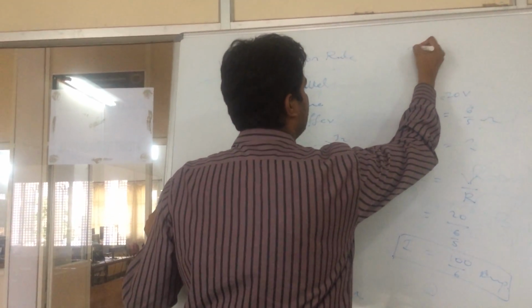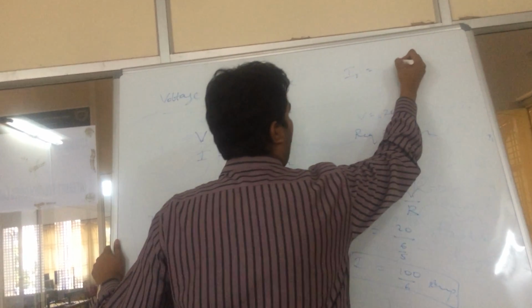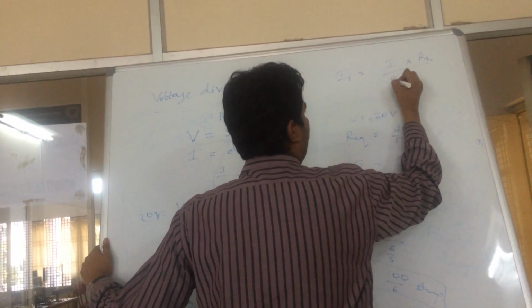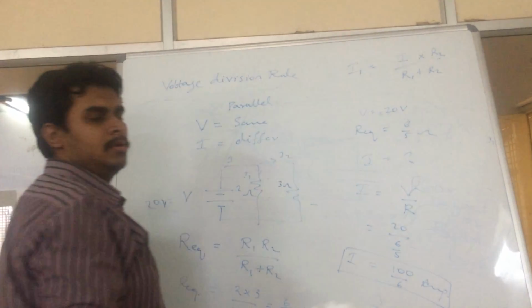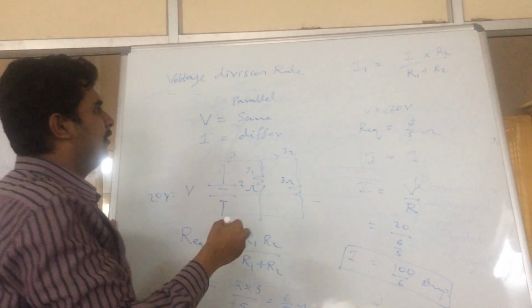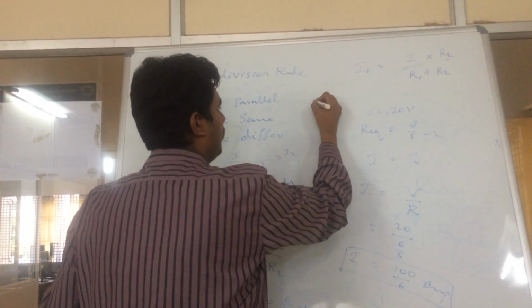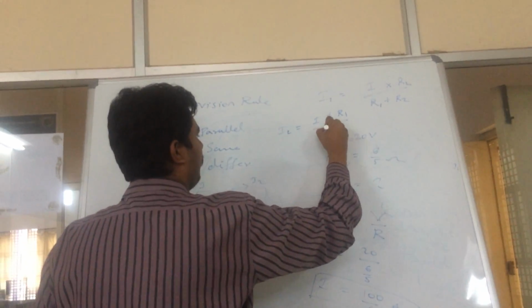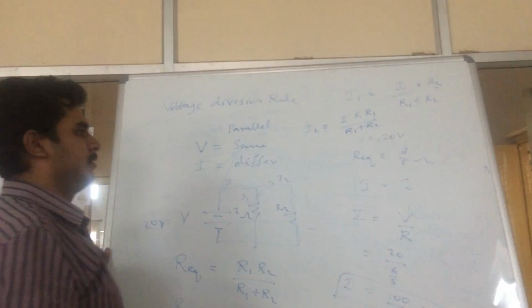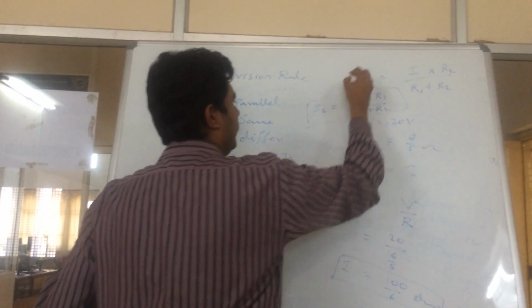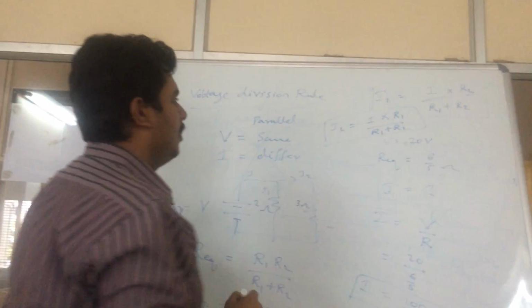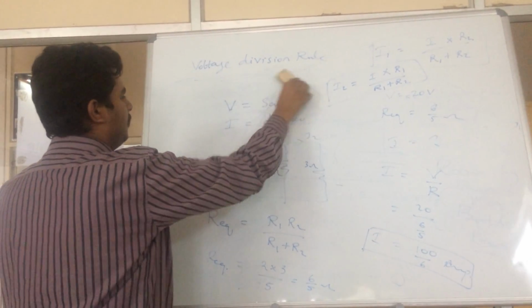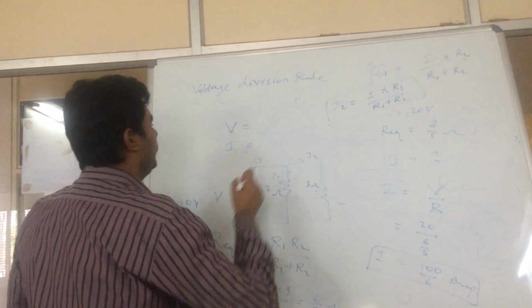One formula is that I1 is equal to I into the opposite resistor, that is R2 by the sum of all the resistors. And similarly we have one more for I2: total current I into R1 by the sum of all the resistors. So these are the equations. This is basically the current division rule. The voltage division rule is applied for the case of a series system, not the parallel. It comes under the series.